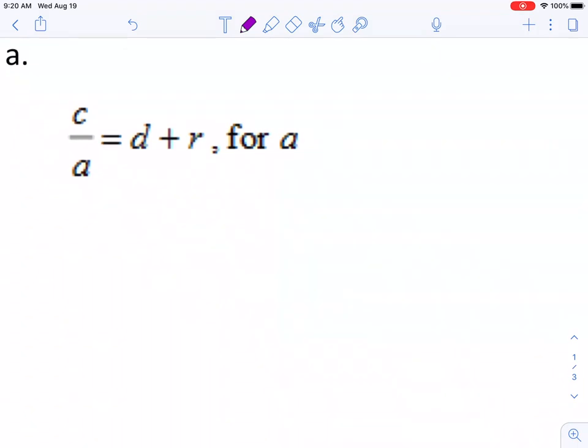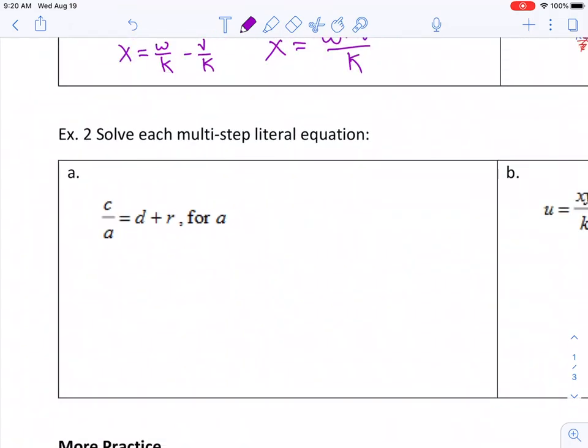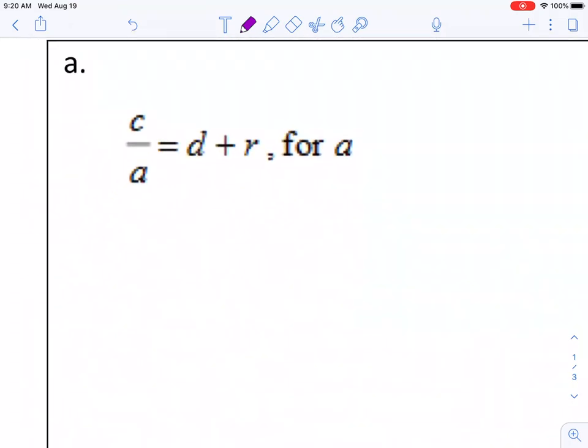So here we have c divided by a equals d plus r. So this is a multi-step literal equation. And we need to get a by itself. So here's the deal. I'm going to rewrite this because it's so pixelated. C over a equals... I thought I'd be clever and take snapshots of the problems and then just embed them into the notes, but they get pixelated out, I've learned.